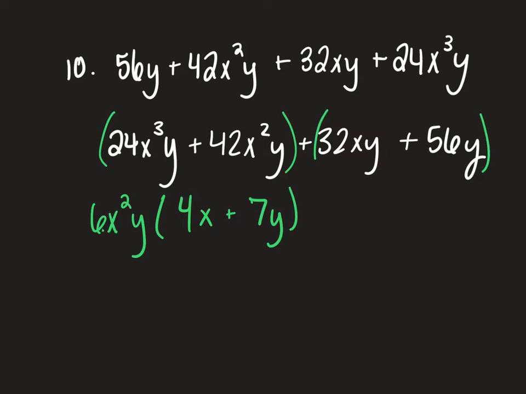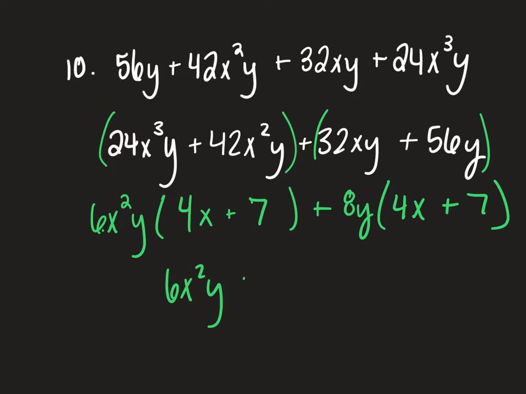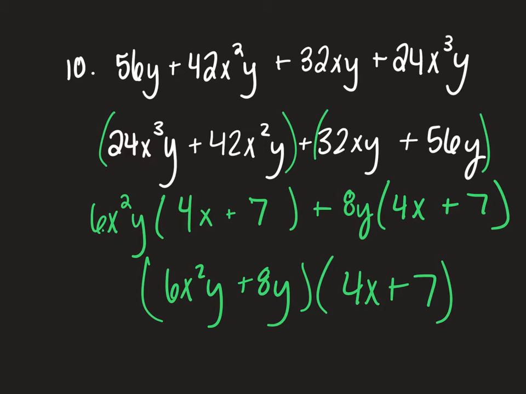And then from this one, you can take out an 8. Wouldn't it be just 7 and not 7y? Oh, you're right. And then for this one, we take out 8y, which is 4x plus 7. So then you get 6x squared y plus 8y and 4x plus 7. Yeah, so on those, 8, 9, and 10 were other ones where they pulled out a greatest common factor first and didn't need to.